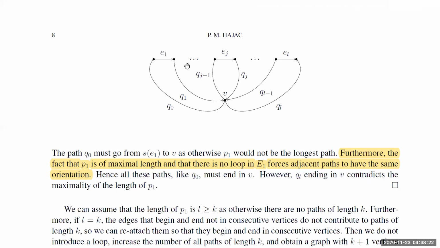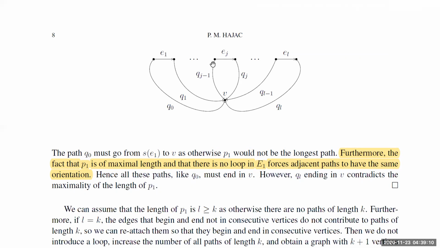Now, why is that the case? Because if you look at any adjacent paths, take a path Qj minus 1 going from the beginning of Ej to V, and then look at the path Qj going from the end of Ej to V. Well, if Qj minus 1 had the opposite orientation than Qj, then we would have a loop, right? Because then we would go Ej, Qj, and we'd go back by Qj minus 1.